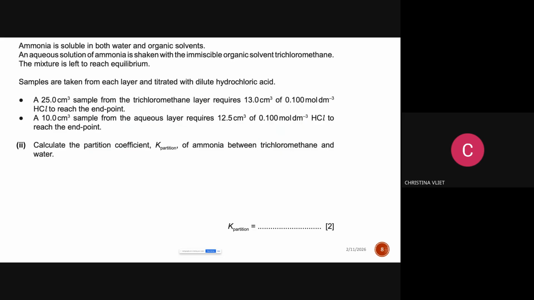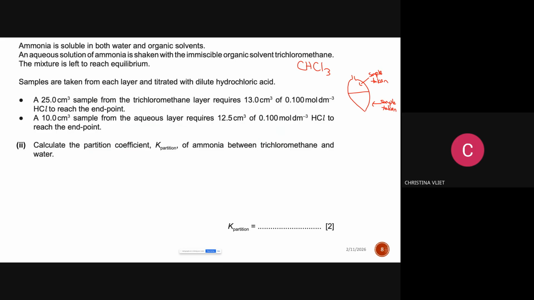trichloromethane. If you want to, you can sketch that out just to know what that is. That's CHCl3, right? That's trichloromethane. The mixture is left to reach equilibrium. Samples are taken from each layer, the top layer and the bottom layer, right? So you've got your little, they call this a separatory funnel, and you've got your 2 layers, sample taken from this layer, sample taken from this layer.